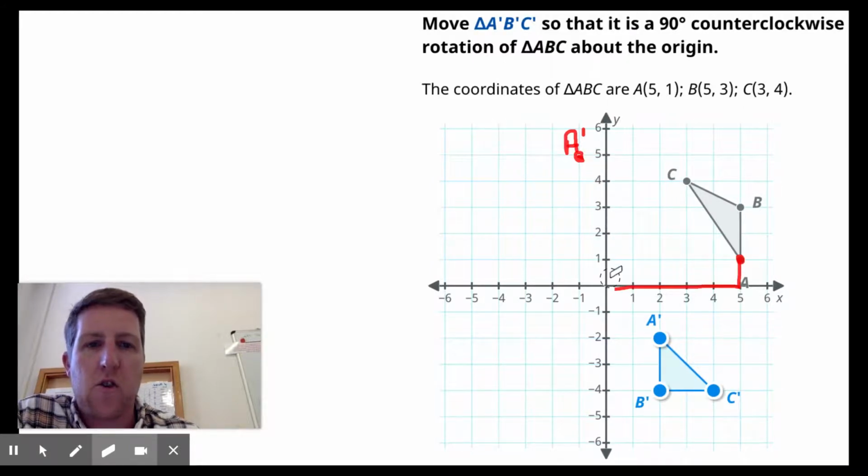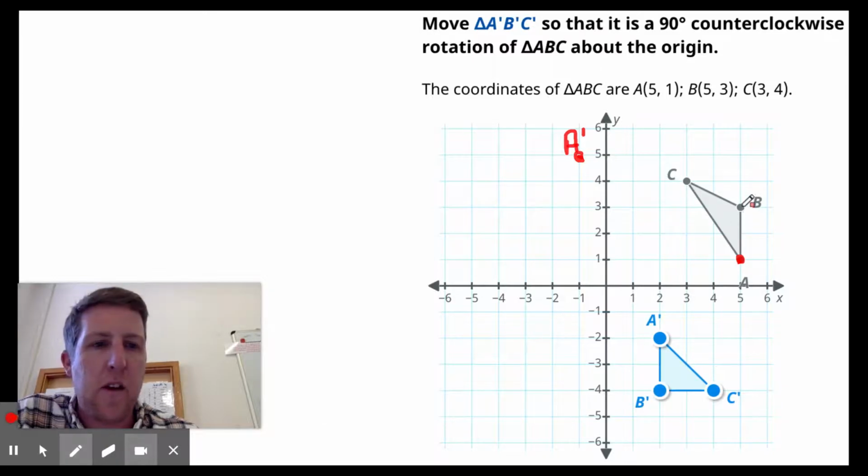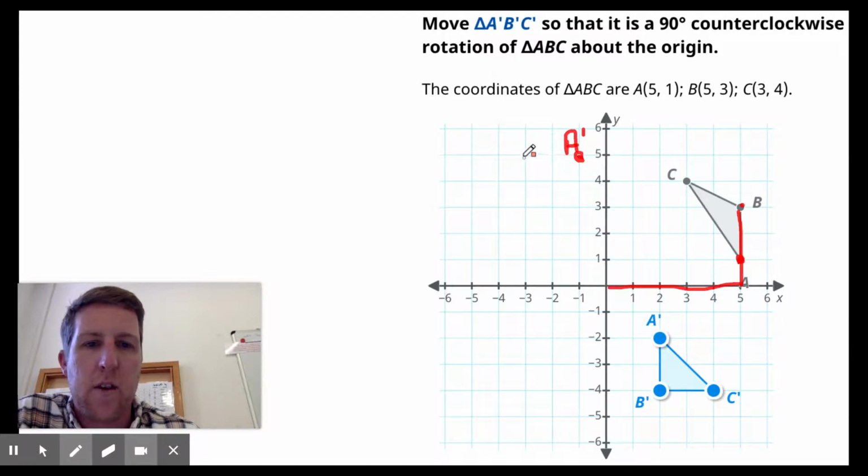And on BuzzMath, you can draw on the screen also to help you. Then the next point, B, is the same, but a little further away. It's still gone over 5, but now it's gone up 3 squares. So when we rotate that counterclockwise, it's going to be up 5 from here, and then over 1, 2, and 3. So B prime is going to be over here. And we can connect those together because we're going to eventually draw the triangle.